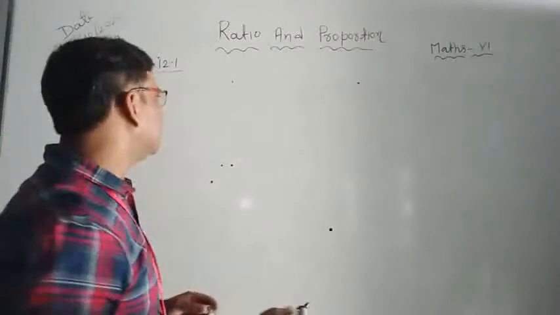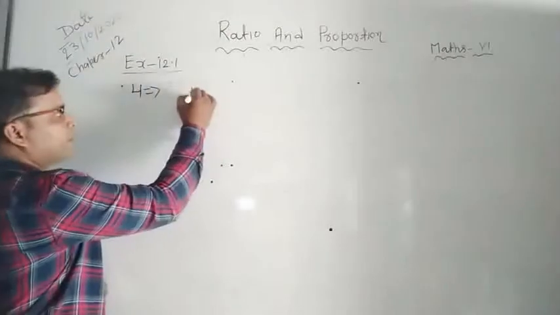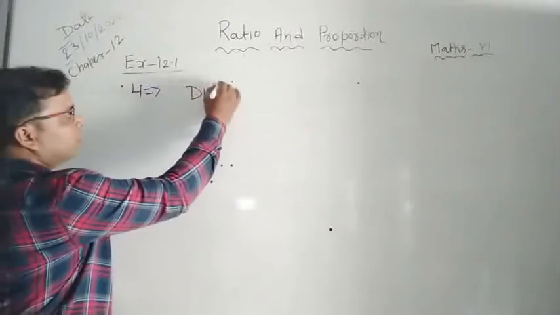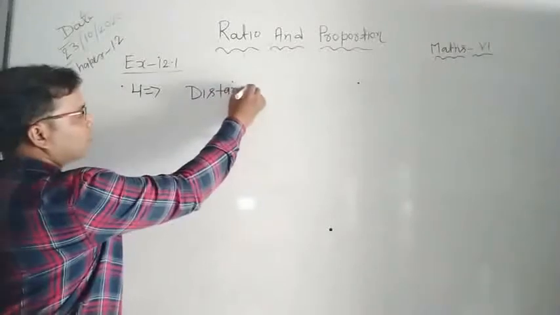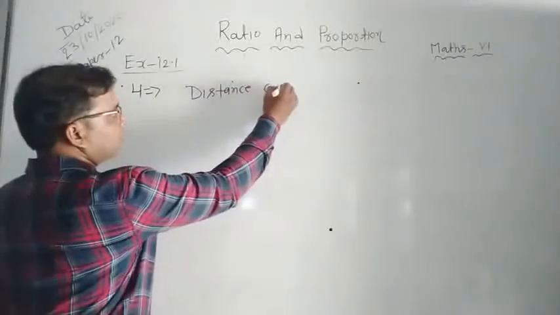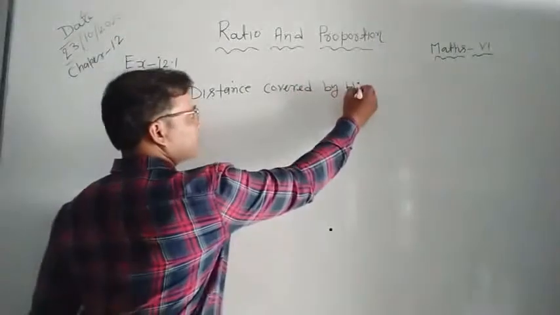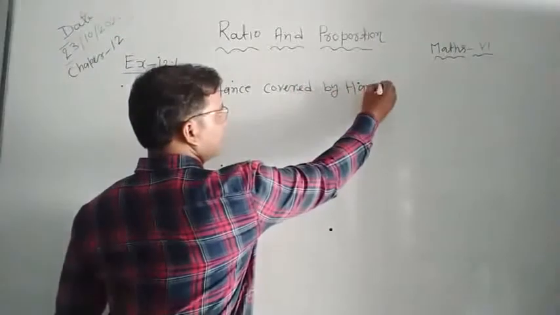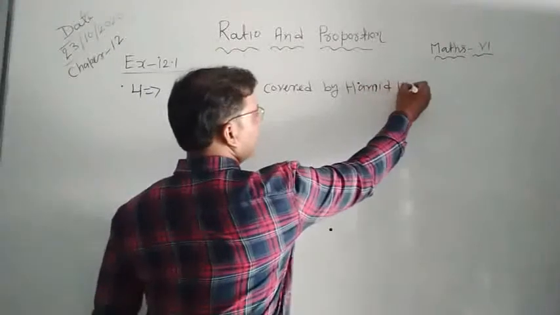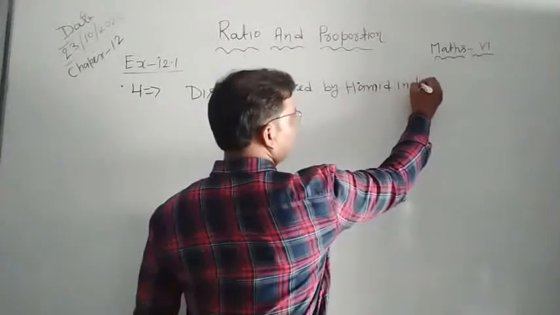Now the distance covered by Hamid in 1 hour is equal to 9 kilometers.